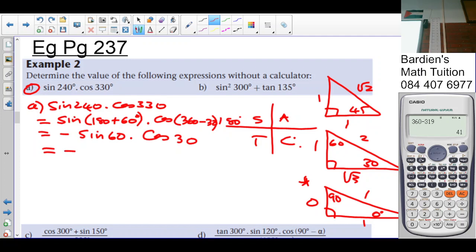So sine of 60 is what? Sine is opposite over hypotenuse, root 3 over 2. Times cos of 30. Cos is adjacent over hypotenuse. It's going to be root 3 over 2. Negative times positive, negative. Root 3 times root 3 is 3. 2 times 2 is 4. Any confusion there? None? No?